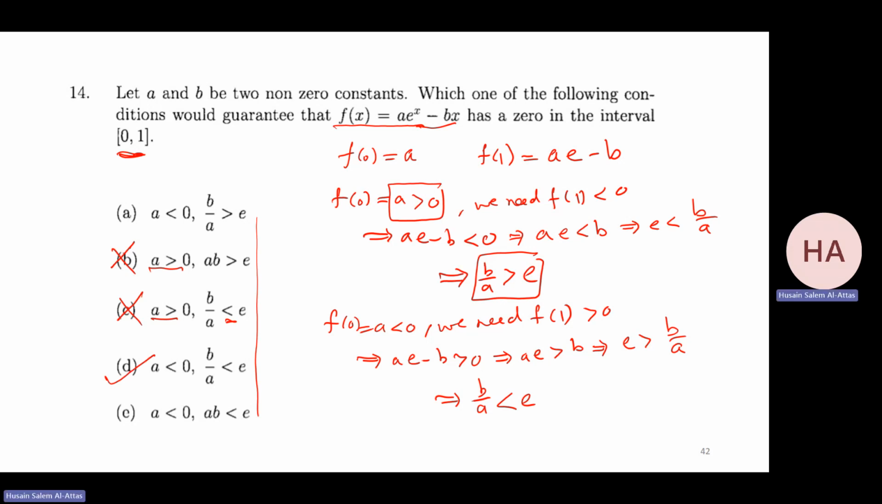Usually the answer is not this, so there is something wrong. This is wrong for sure. There is a mistake. You need to be careful. Where is the mistake? The mistake is here, going from this side to this one. I'm dividing by a. We notice a is negative, so I need to change the sign. That means b over a greater than e, which is different. This is not correct. Since I divide by a, I need to change the sign. This time it will be greater than. Be careful about that.